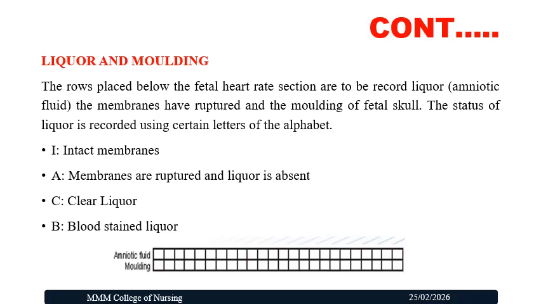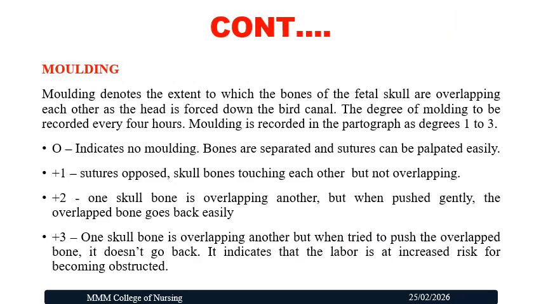Underneath this amniotic fluid is molding. Molding can be represented in the form of 0, +1, +2 and +3. Molding denotes the extent to which the bones of the fetal skull are overlapping each other as the head is forced down the birth canal. The degree of molding has to be recorded every 4th hourly. This can be detected by doing a per vaginal examination. Molding is recorded in the Partograph as degrees 1 to 3.